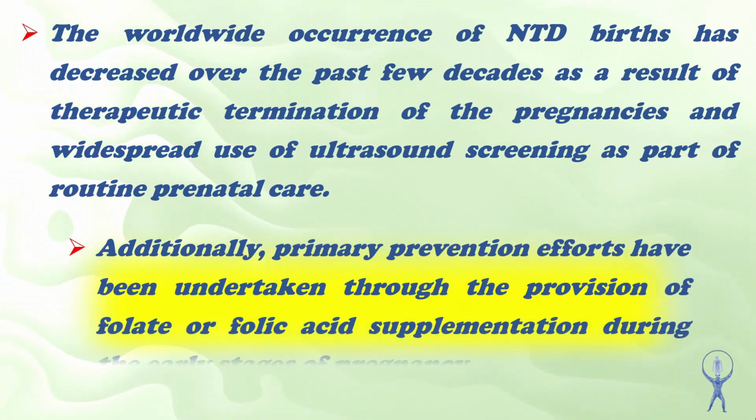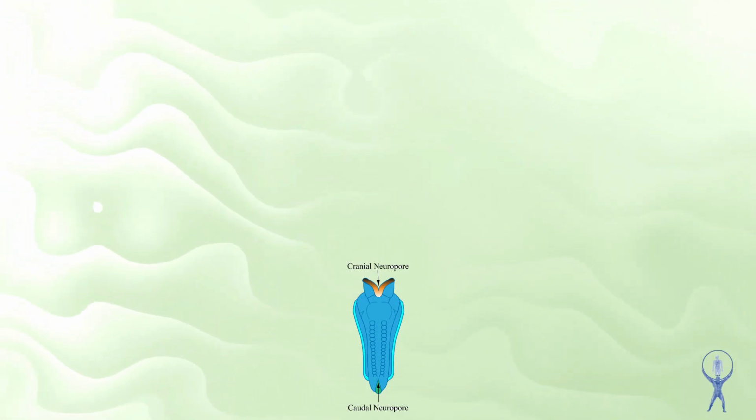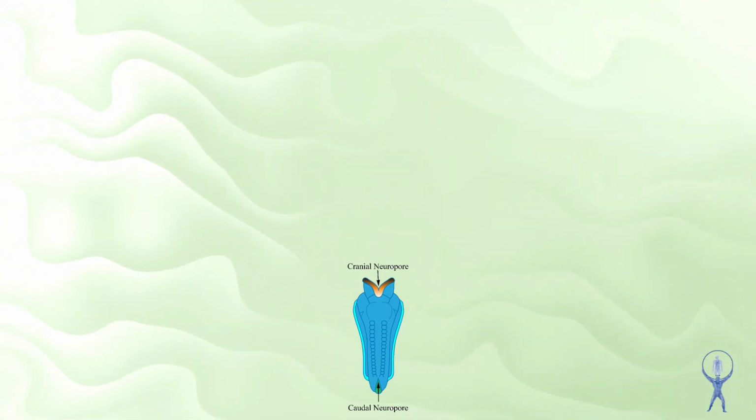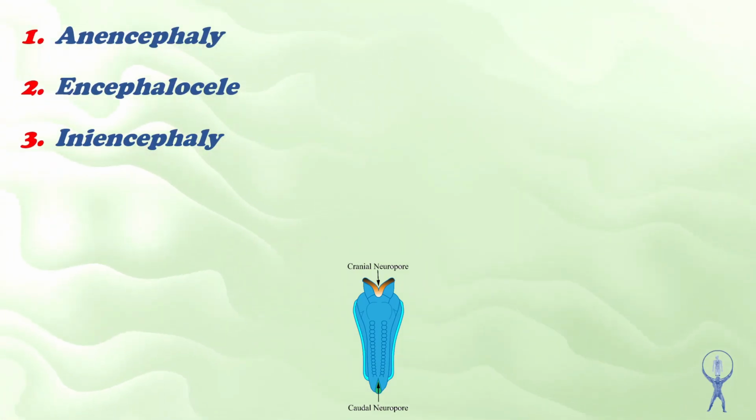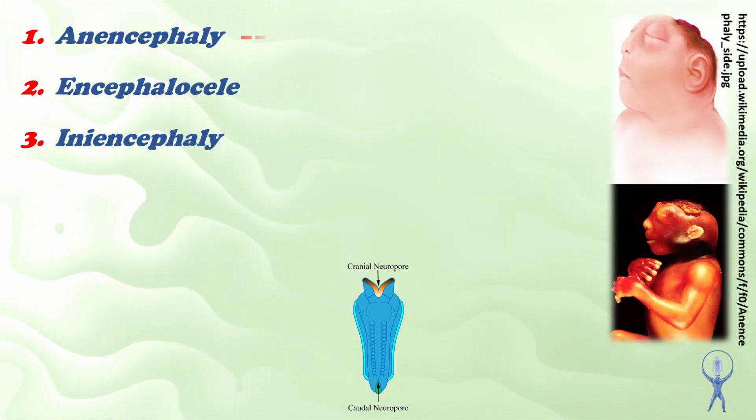Additionally, primary prevention efforts have been undertaken through the provision of folate or folic acid supplementation during the early stages of pregnancy. The non-closure of the cranial neuropore is the underlying cause of the neural tube malformations known as anencephaly, encephalocele, and anencephaly. During embryonic development, anencephaly develops when the scalp, skull, and brain are missing.